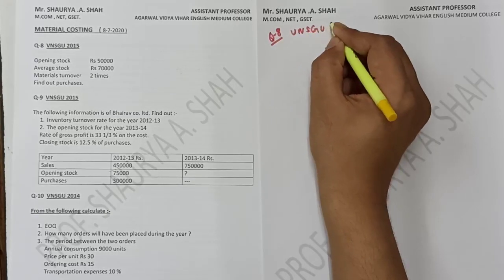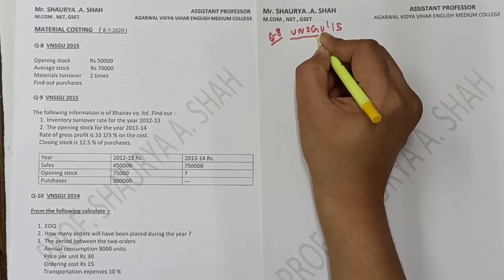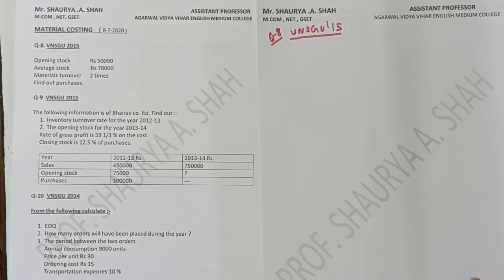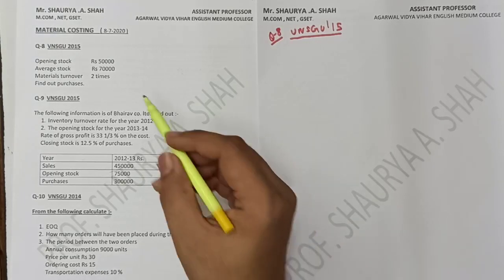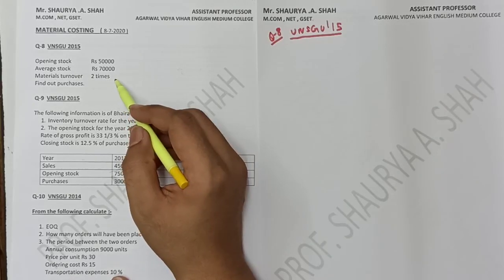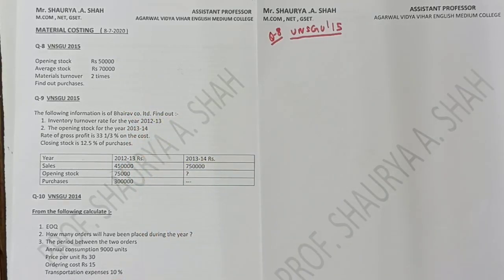What is the sum all about? We will first understand the sum and then start to solve it. First, opening stock is given as rupees 50,000, average stock is given as rupees 70,000, then material turnover is given as 2 times, right? Material turnover is as good as your stock turnover. So you need to find out the purchases, students, right?